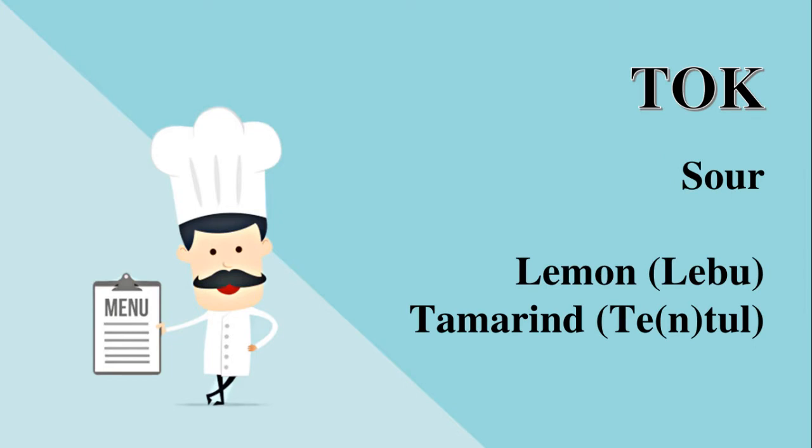The third taste, tok, is sour. Examples are lebu, lemon, and tetul, tamarind. Notice the N in tetul is in brackets, so it's a very light touch of N. Here it is not pronounced fully.